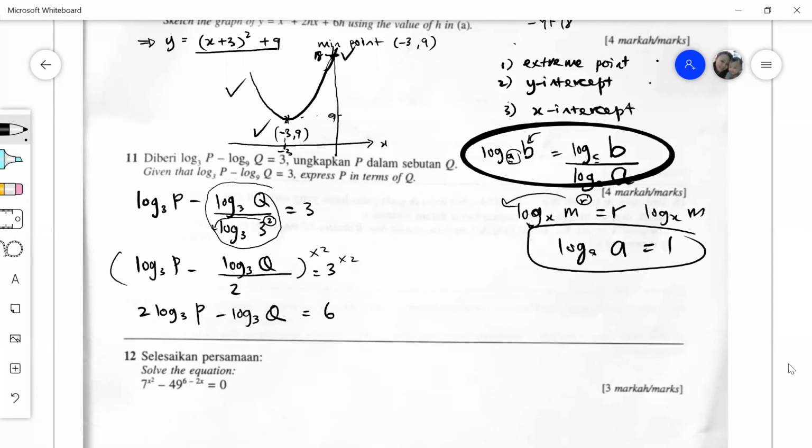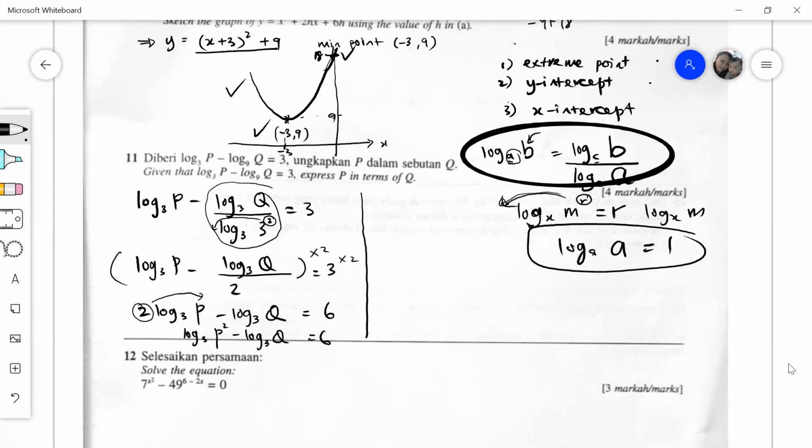Now what to do with this? Now if I can bring the index to the front, I can also do likewise. Do the other way around. So I can put this 2 back up like this. So I will have log base 3 of P squared minus log base 3 of Q equals to 6.